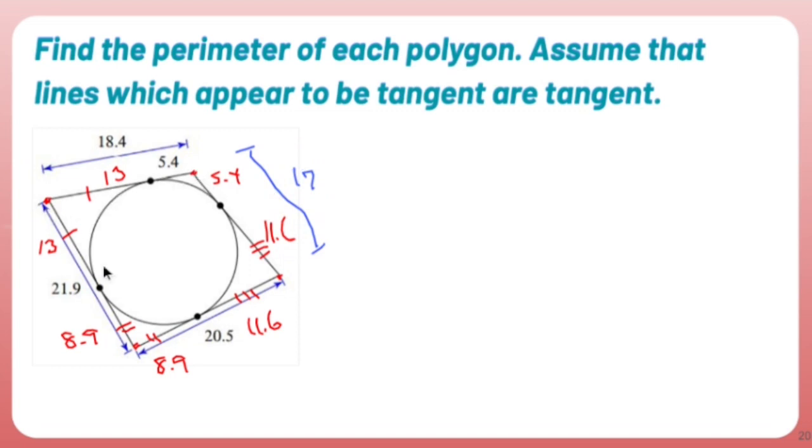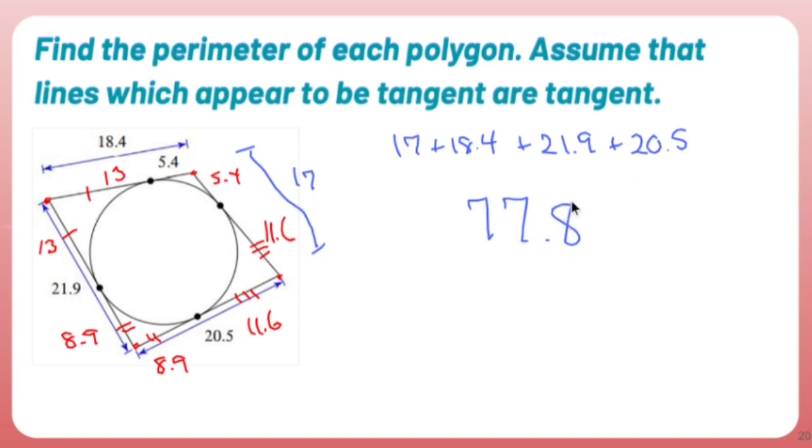So the perimeter of the quadrilateral is going to be 17 plus 18.4 plus 21.9 plus 20.5. Okay, all of the blue lines added together. 17 plus 18.4 plus 21.9 plus 20.5, 77.8, according to the computer that I'm using off to the side.